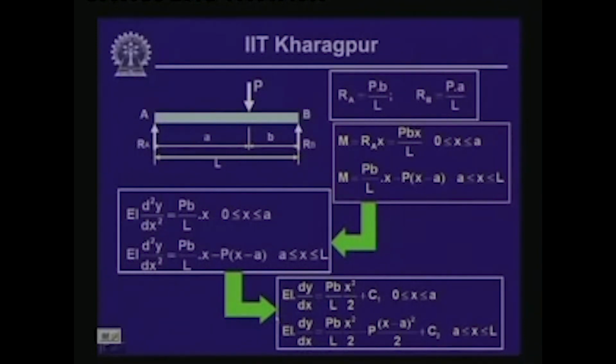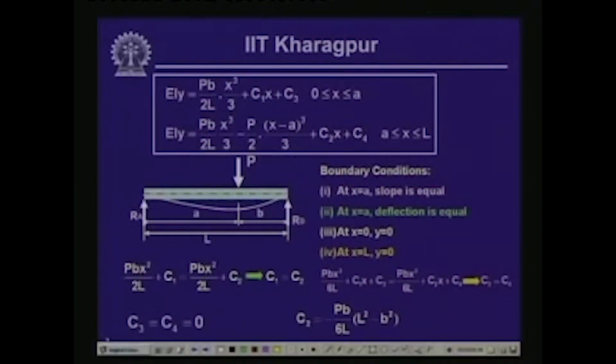So, x is equal to a. So, Pb by twice L a square, and this particular expression, since x is equal to a, so this goes up. There also we have Pb by twice L a square. If you substitute that, then we get Pb x square by twice L at C1. Of course, this is a, because we are substituting x equals to a, so this is a square. So, this gives us a relationship between the constants C1 and C2, we get C1 is equal to C2.